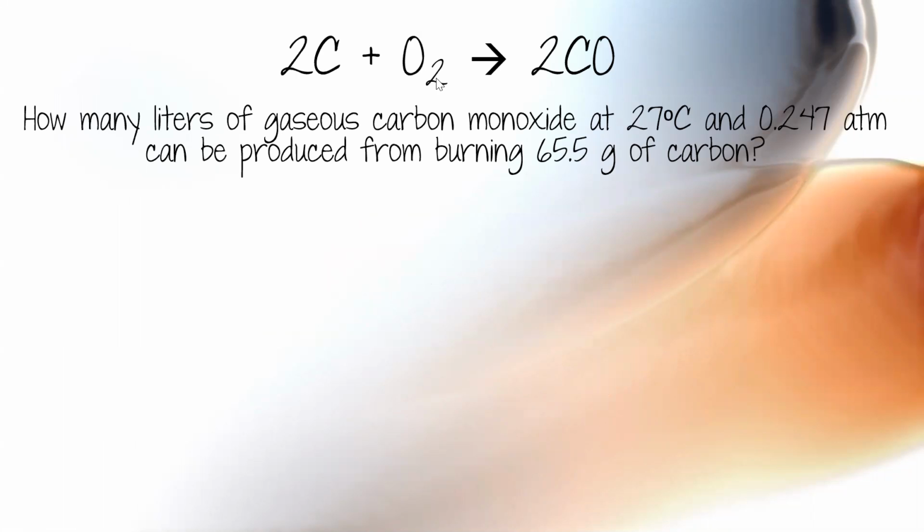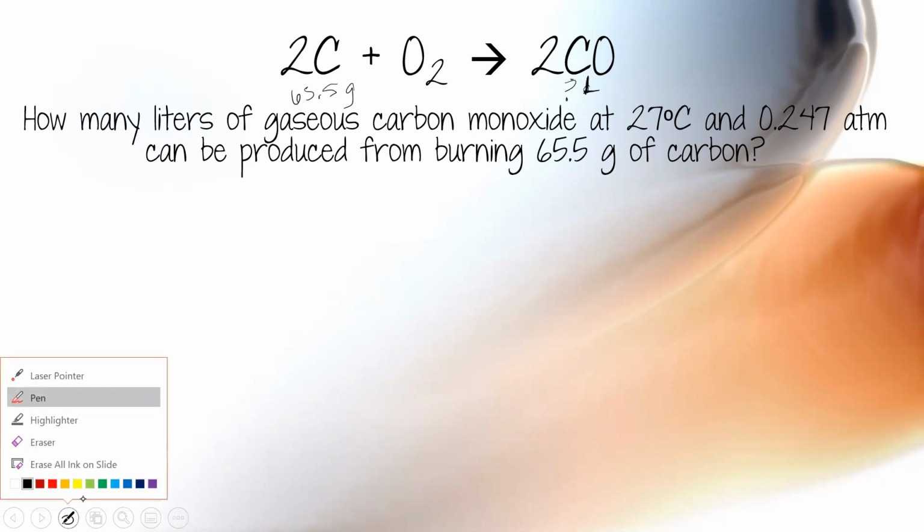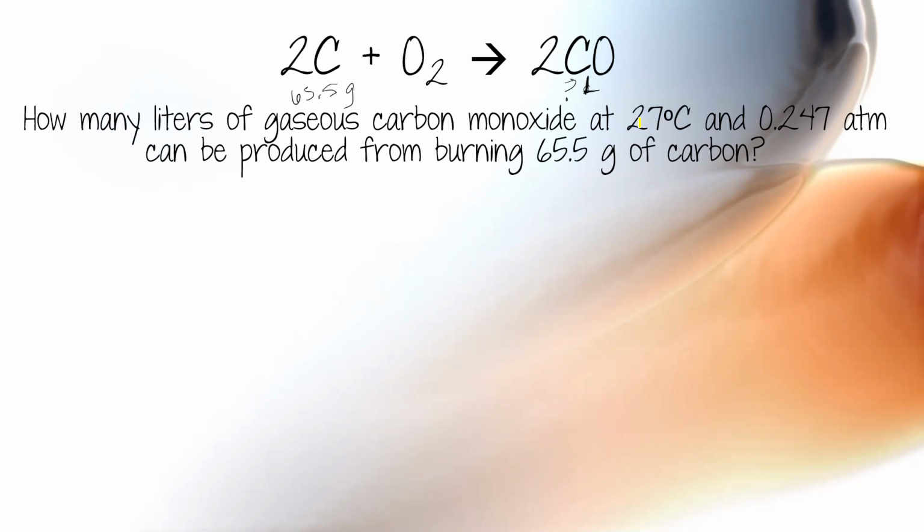All right, how many liters of gaseous carbon monoxide, so that's going to be my unknown, liters, can be produced from burning 65.5 grams of carbon. So I've already balanced it for you. The other important information is temperature and pressure. Notice I'm not in standard anymore. And like I said, you need to know that mass to start.